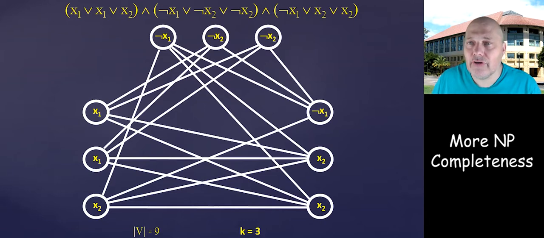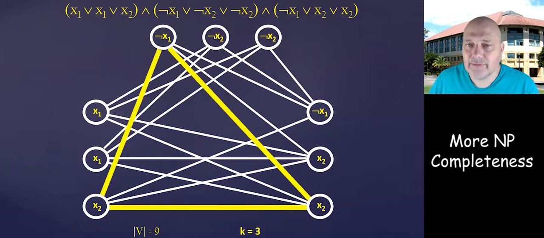So this argues that if this has a satisfying assignment, this has a clique of the right size. It turns out that it also works in the other direction. If you have a clique, then you can have an assignment that satisfies all the literals of the clique, and this would satisfy the entire formula.